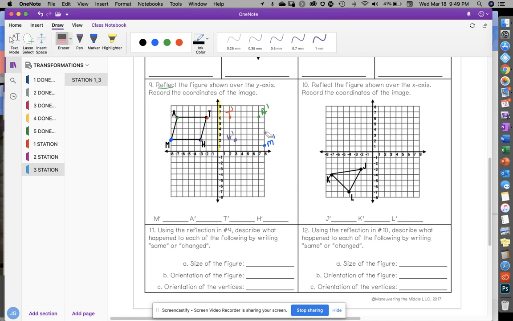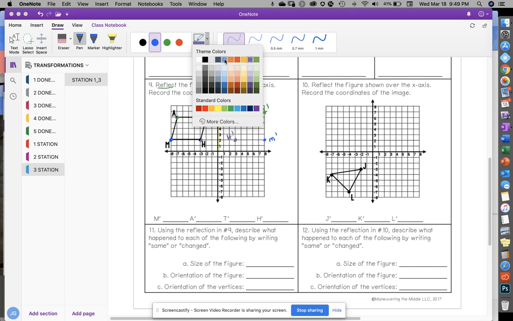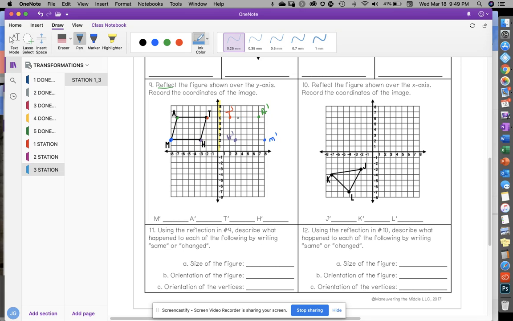All right, and I just saw that my M is 1 too low. Let me fix that. There we go. All right, so now I'm ready to connect my dots. So we go this way. There you go, just like that. So now let's record our coordinates down below. My M is now 8, 2. My A is 7, 6. My T is 2, 6. And my H is 3, 2.